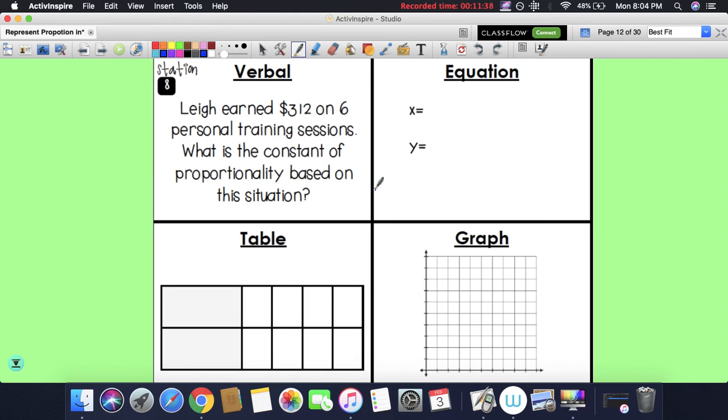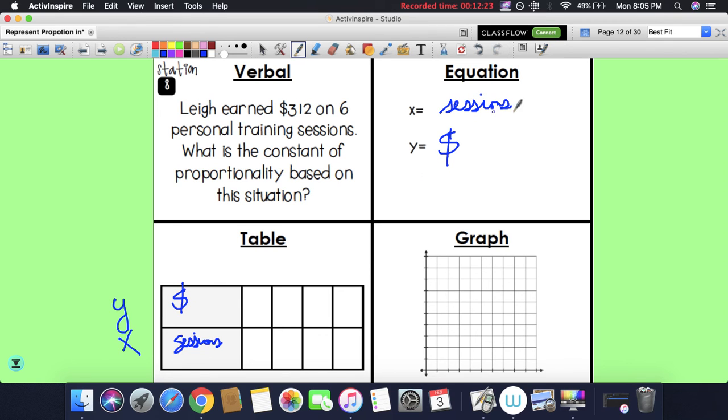4. Lay earned $312 on 6 personal training lessons. What's the constant of proportionality? Well, y and x, money usually goes on top, right? So the total amount that she's going to pay depends on the number of training sessions, right? So that's what we would say. Which means that the total, the money, depends on the sessions. The more sessions, the more you pay. So again, y is money, or the total. All right, total money.